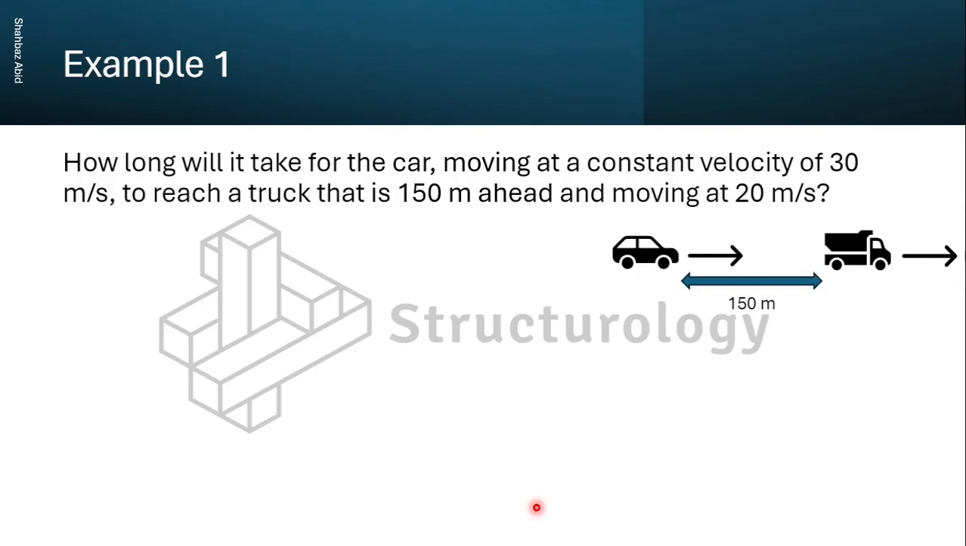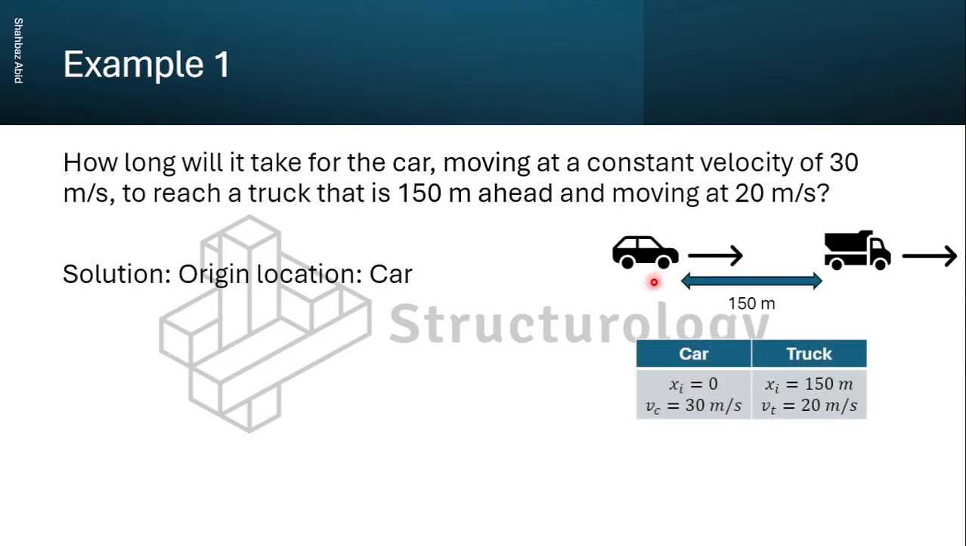The very first thing we need to do in this problem is to locate the origin. So I am going to locate the origin where the car is located at this instant. Based on this origin location, the given information we have is the car has an initial position equal to 0 because the car is located at the origin, and the velocity of the car is equal to 30 meters per second, positive because it is moving in the positive x direction.